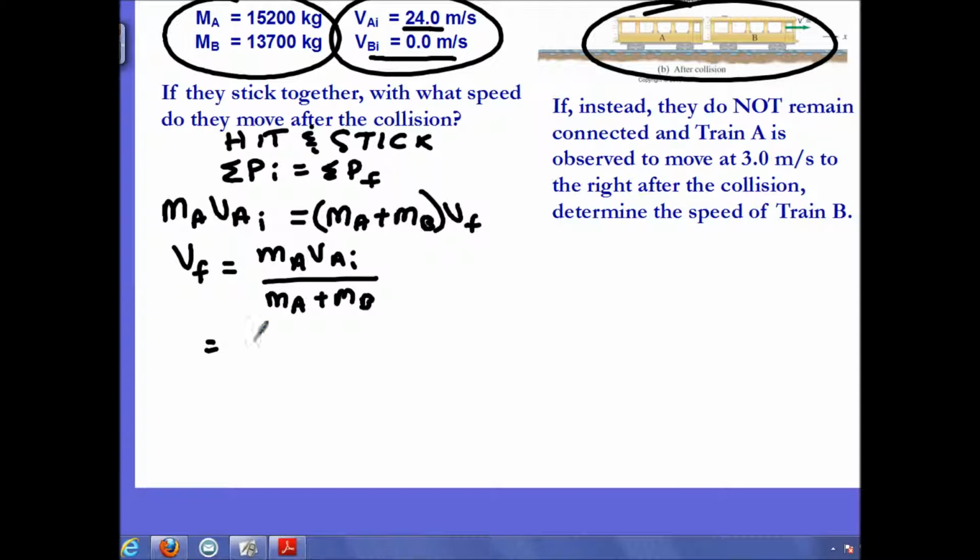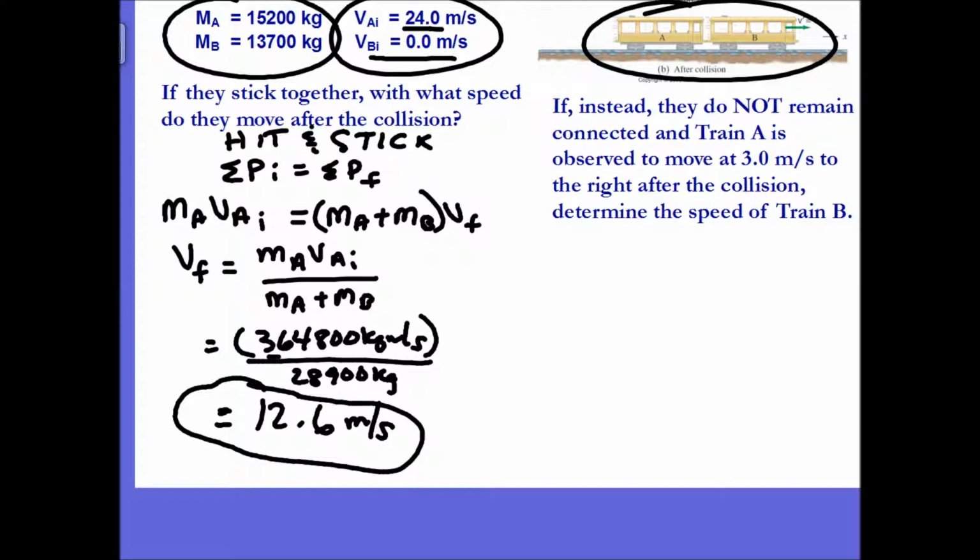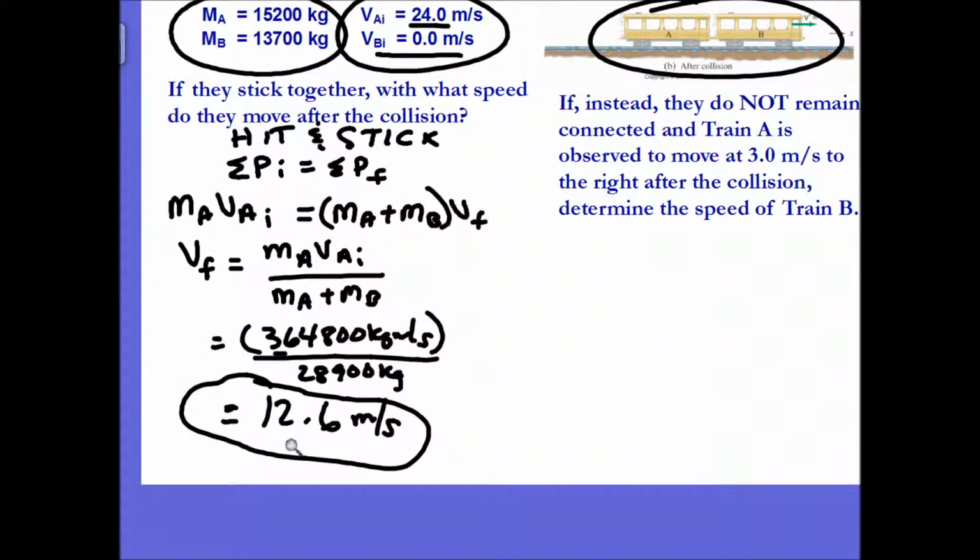Okay, so the numerator is 364,800 kilogram meters per second. That's the total momentum of car A. And when I divide that by the combined mass, 15,200 plus 13,700, that combined mass is 28,900 kilograms. And I see that value is about 12.6 meters per second in the rightward direction, or the east direction. So that would be the combined velocity of those two cars. Again, a much slower speed, but that's because there's much more mass that's moving.